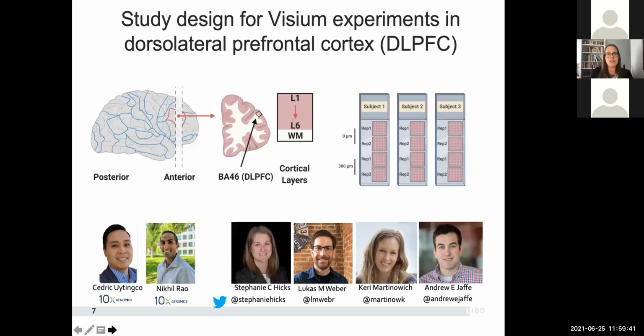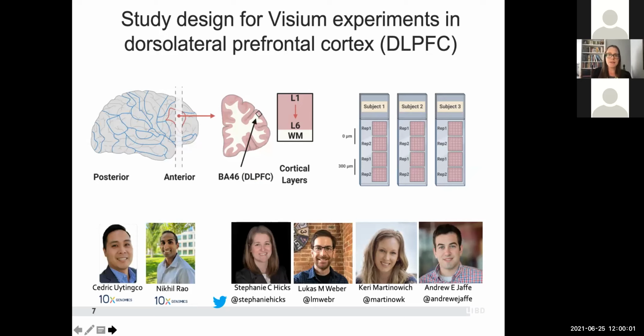So before I jump into the science, I want to highlight the work I'll be presenting as a collaborative effort. The wet bench data collection for this project was led by myself and Carrie Martinowicz in collaboration with 10x Genomics. And the data analysis was led by Leo Collado-Torres and Andrew Jaffe in collaboration with Stephanie Hicks and Lucas Weber at Johns Hopkins.